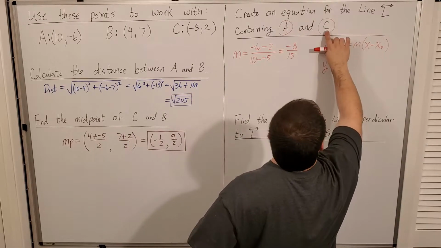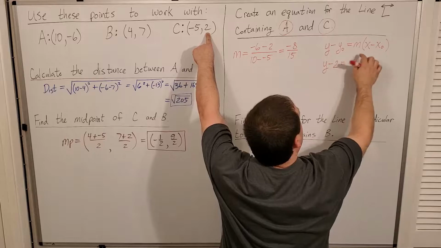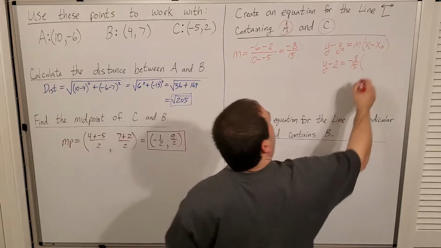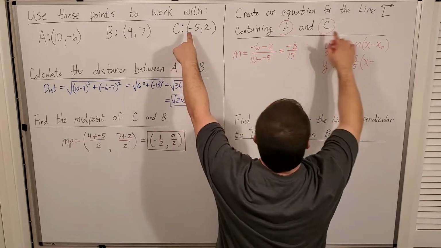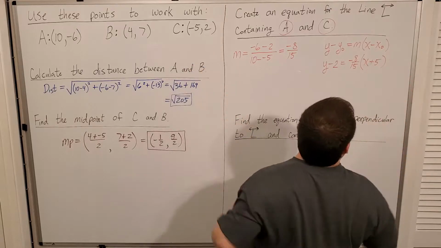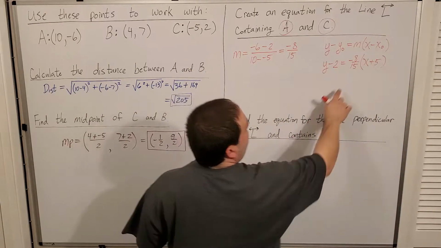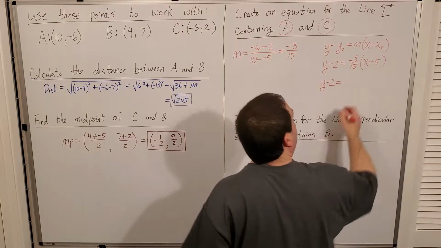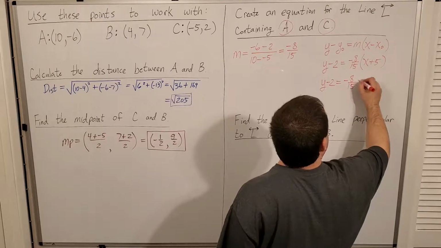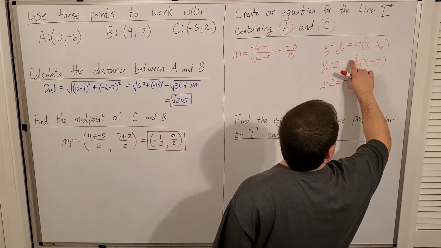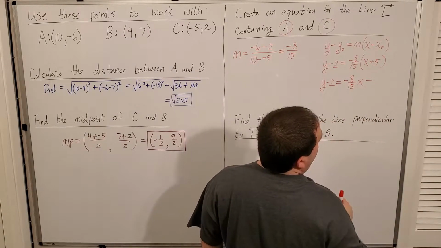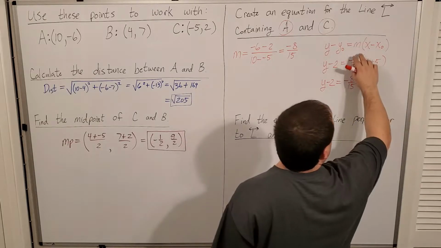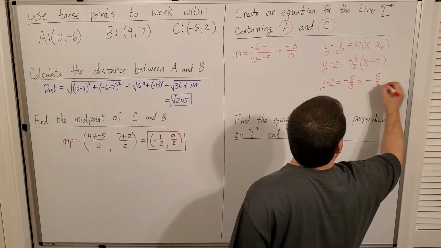So that means y minus point C is 2. My slope is negative 8/15. And then x minus point C is negative 5, so plus 5. I'm going to distribute. y minus 2 is equal to negative 8 over 15 x minus, now 8 over 15 times 5 is 40 over 15, but that reduces, right, to 8 over 3.